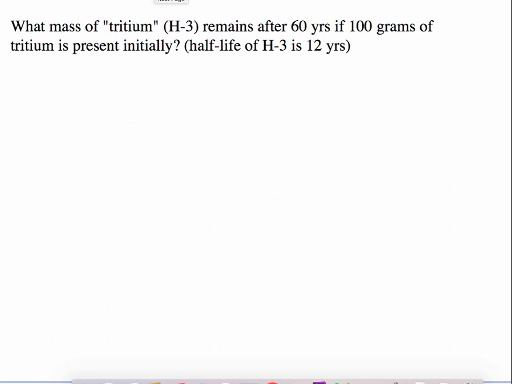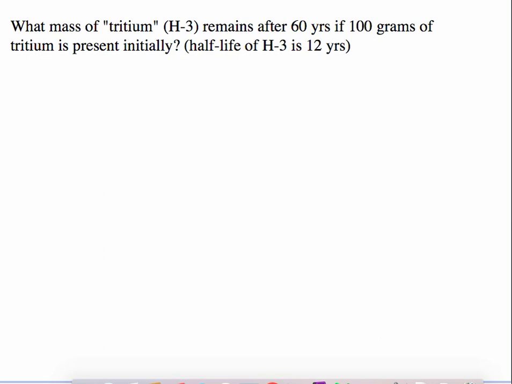This is the same type of problem, but what I'd like you to do is pause this video and try this problem yourself and then check it. If you continue the video, I'll have the problem worked out. So pause the video now. Okay, let's see if you did this one right.